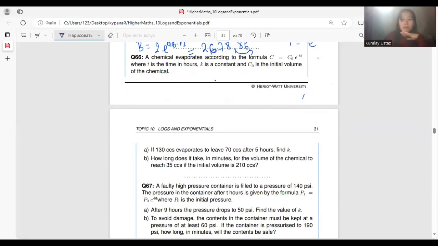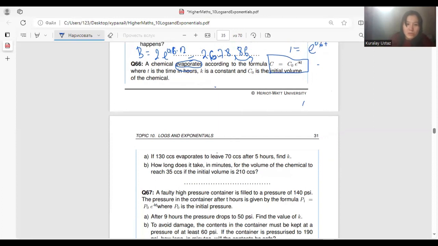Here, guys, pause the video and read the task first of all, okay? So, chemical evaporates. What does it mean? That means it's a liquid and they get from liquid form to gas form. That's the formula given. As usual, C0 is the initial value, T is the time, K is the constant. So this one is given. So this evaporates. That means this one is the initial value of the chemical.